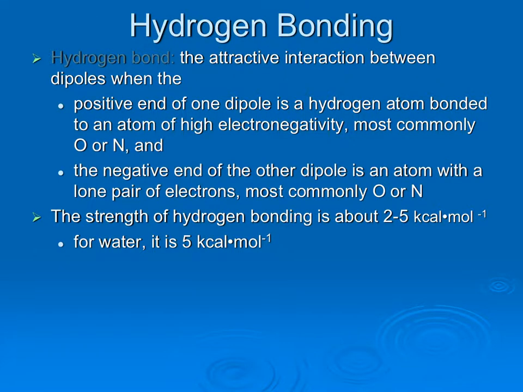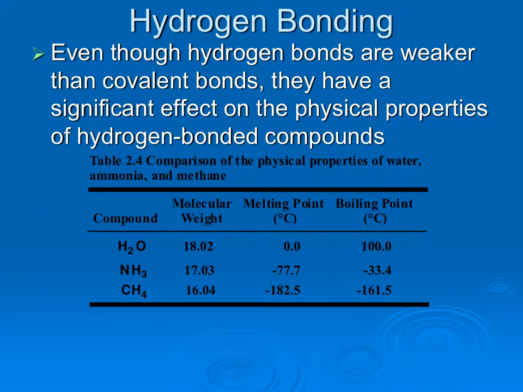All right, we've already talked about hydrogen bonding. I want to spend more time on this, and this is just showing you an example of how hydrogen bonding can affect the physical properties of compounds. If we just look here, all three of these compounds have about the same molecular weight, but they have very different physical properties, and it's due to their ability to hydrogen bond.